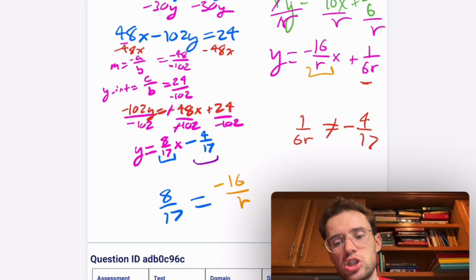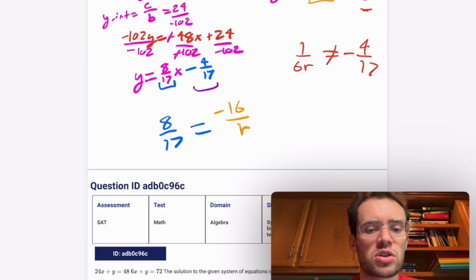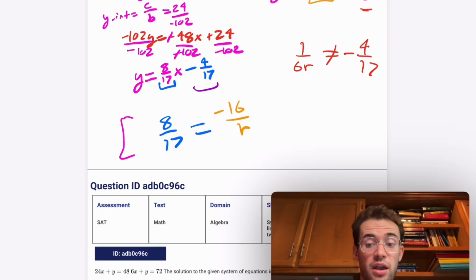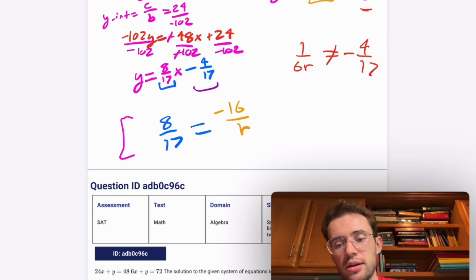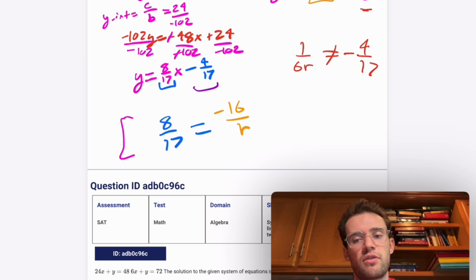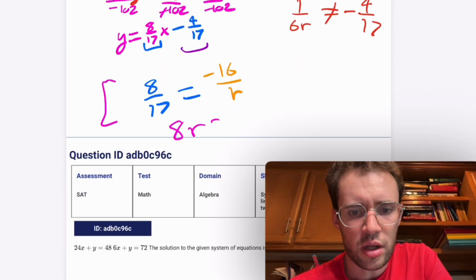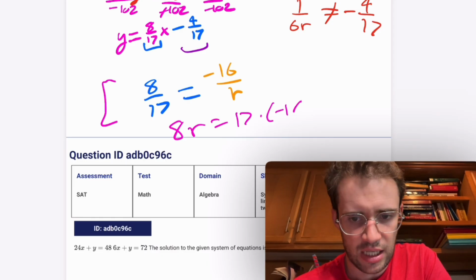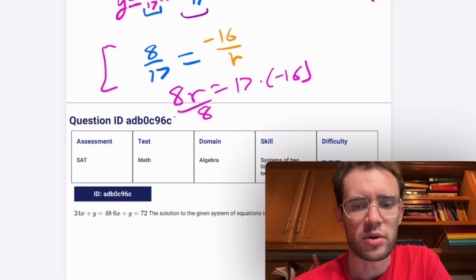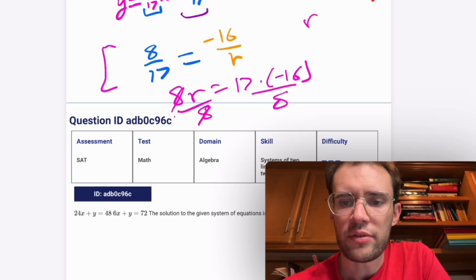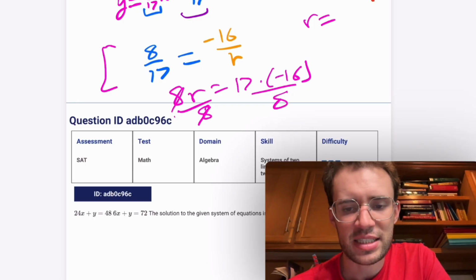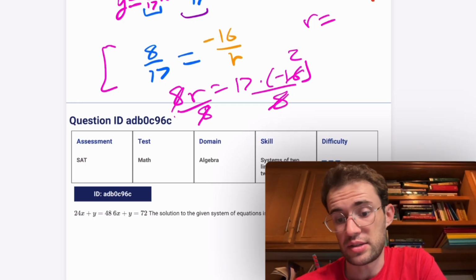I don't think that will be an issue. So let's focus on this first equation where they are equal to figure out what the actual value of r has to be. And then we just check it to make sure that it does have two different values. Okay, so we could get the r alone by cross multiplying. We get 8r equals 17 times negative 16. And then to get r alone, we divide both sides by 8. And now I've got r equals, well, negative 16 divided by 8. That's going to be negative 2. Right? 16 divided by 8 is 2.